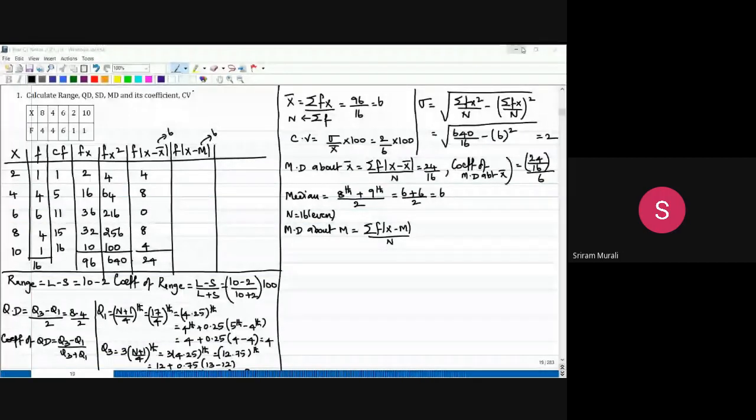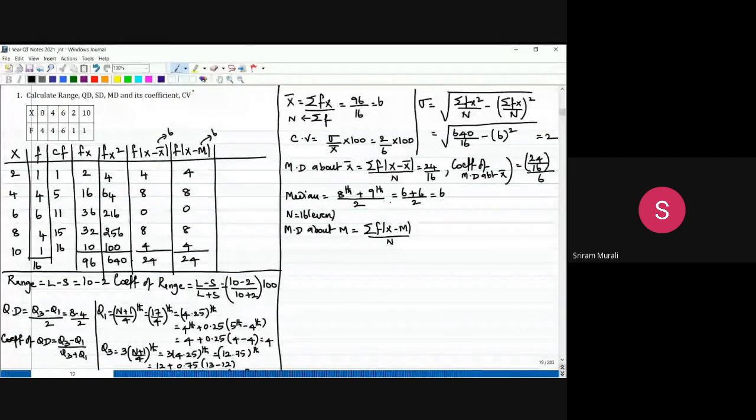You go to the next value, not the nearest value. So the same answer I got, 6. Again we will get the same answer as we found for this. 4, 8, 0, 8, 4, and then this is 24.